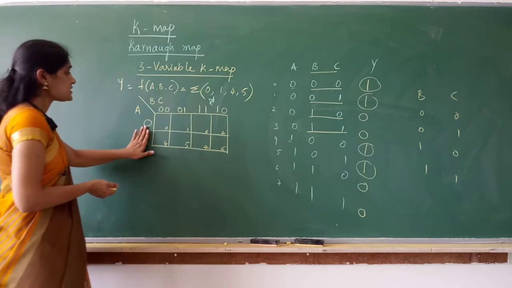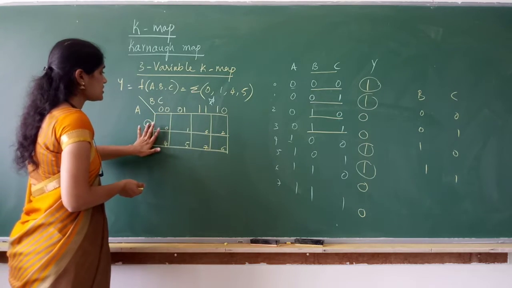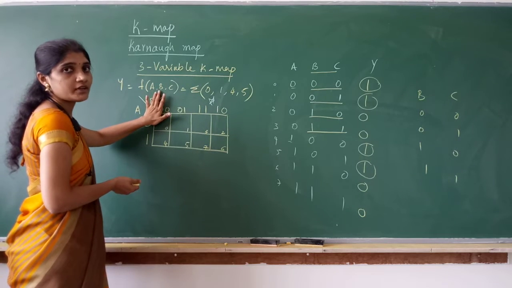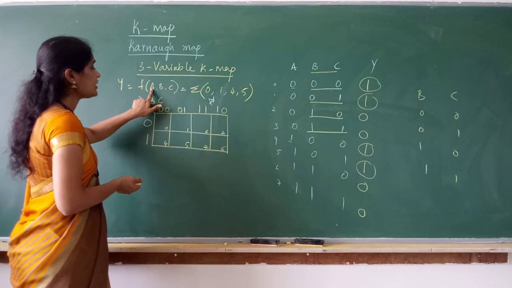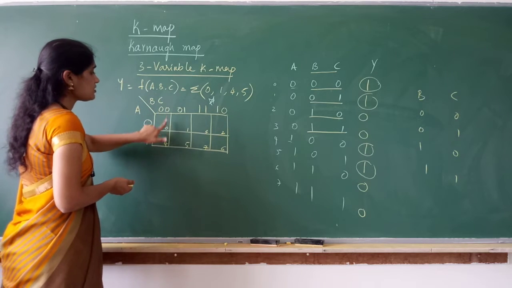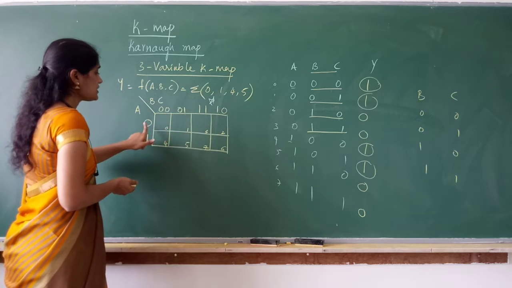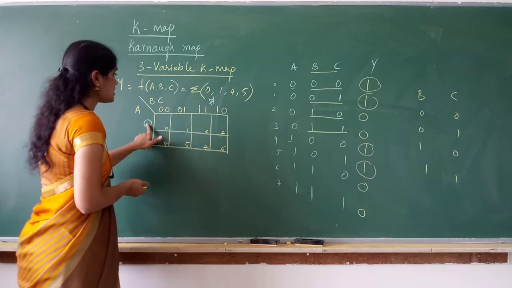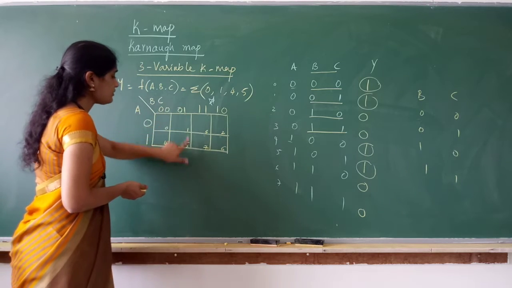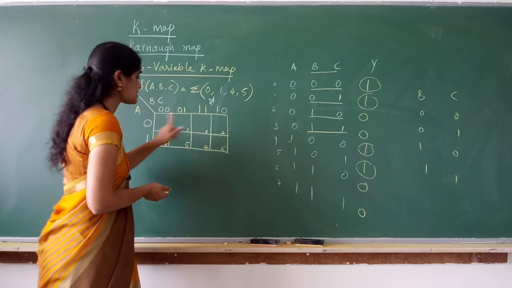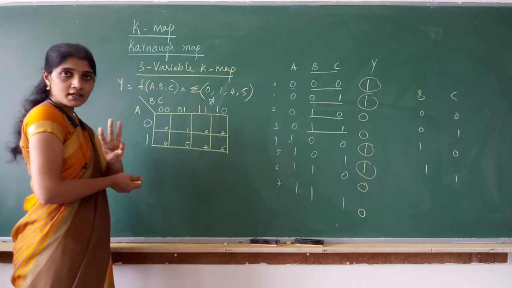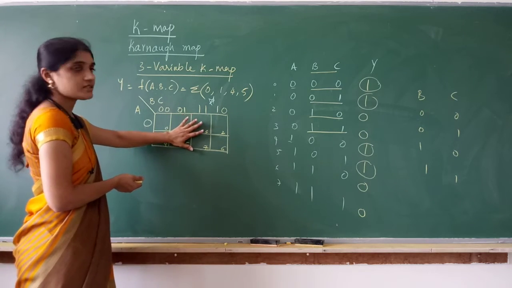Let me repeat. 0, 0, 0, 0. You have to read in the same order in which the variables are given in the question. Variables are in the order A, B, C. So read first A, then B, then C. 0, 0, 0, 0. 0, 0, 1, 1. 0, 1, 0, 2. 0, 1, 1, 3. 1, 0, 0, 4. 1, 0, 1, 5. 1, 1, 0, 6. 1, 1, 1, 7. This is the second step. The third step is to write the min terms in the K-map.